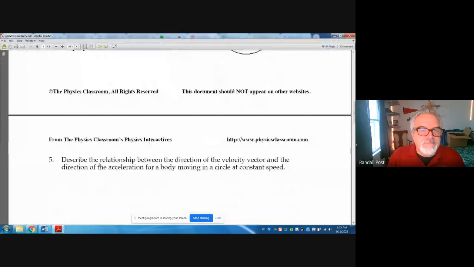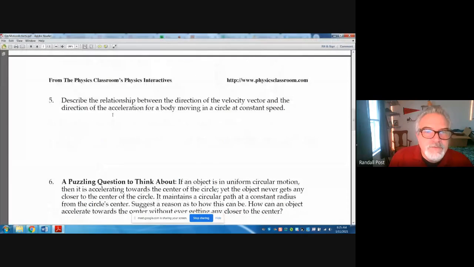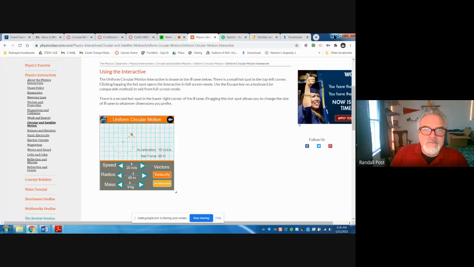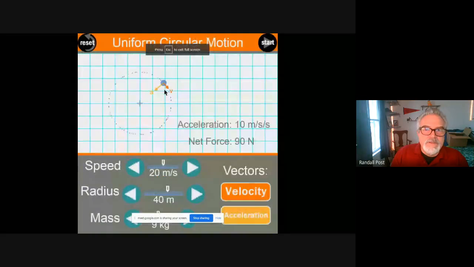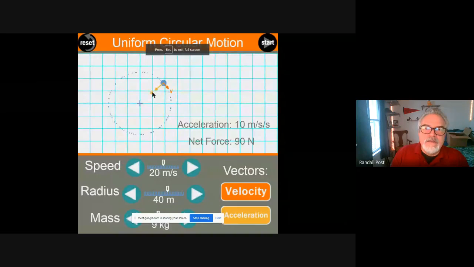Number 5. Describe the relationship between the direction of the velocity and the direction of the acceleration for a body moving in a circle at constant speed. Okay, so use your words and describe the relationship between this vector acceleration and this vector velocity.